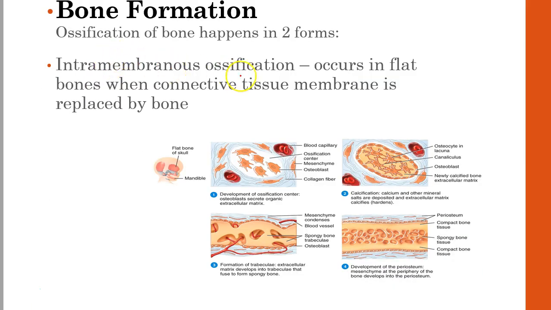So intramembranous ossification, this is going to be flat bones for the most part. So the connective tissue membrane, intramembranous, the membrane is being replaced by bone. So think of the fontanelles on the skull of a baby, those soft spots as everybody calls them. Those are membranes that will eventually be replaced by bone.